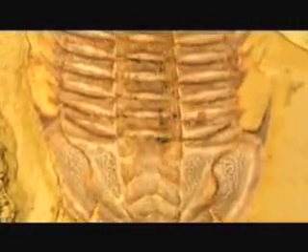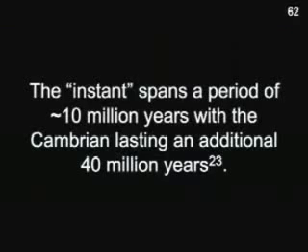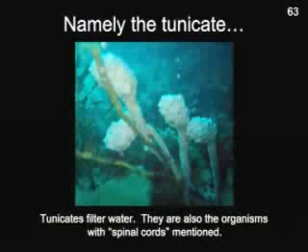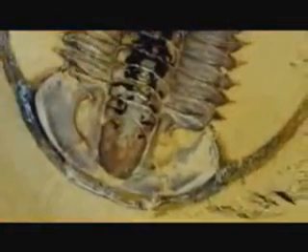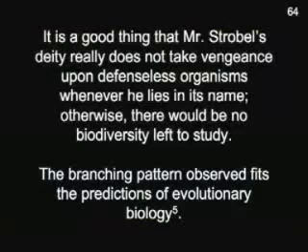In a geological instant, the animal kingdom leaped from small, relatively simple organisms to extraordinary creatures with spinal cords, compound eyes, and articulated limbs. The record of this explosion of life looks nothing like Darwin's slowly branching tree.